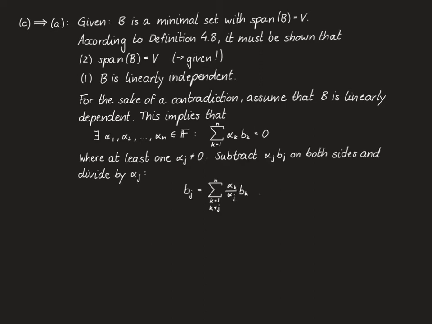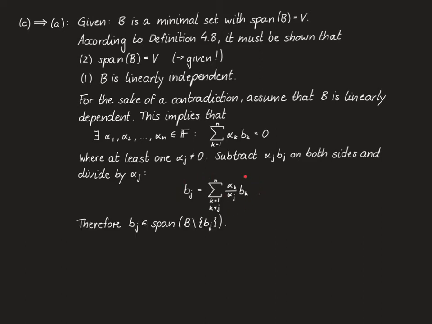Now, subtracting the term alpha j b j on both sides of the equation and dividing by alpha j, which we can do because alpha j is non-zero, we obtain the following expression for b j, namely it's given by a sum over all indices k equal 1 to n except k equal to j of these terms.